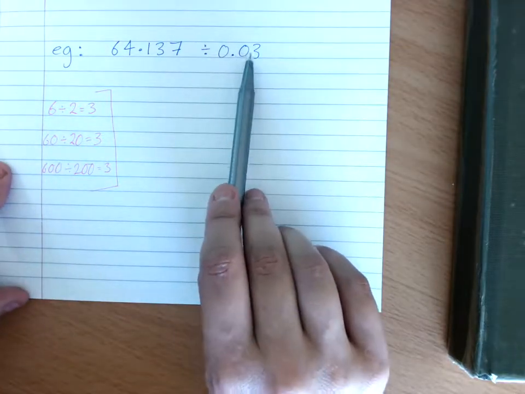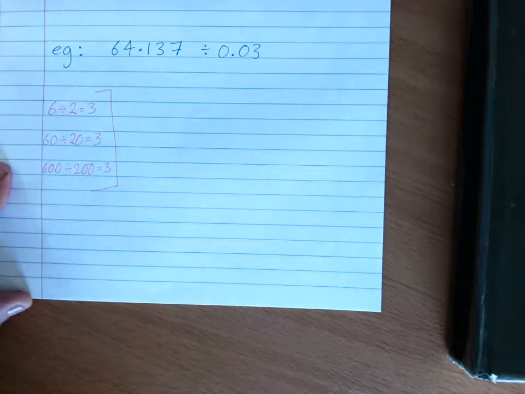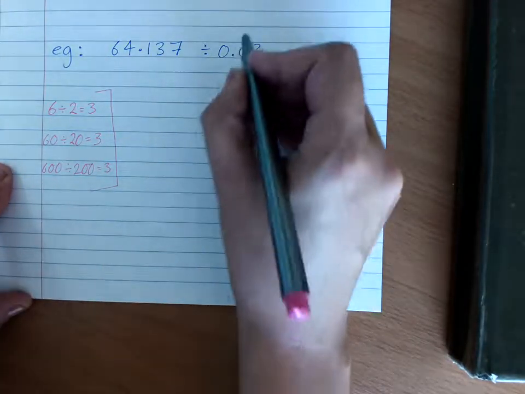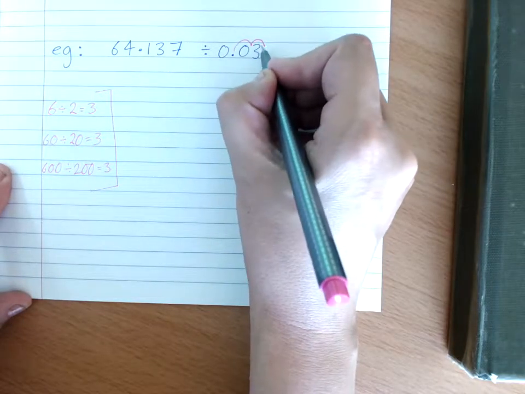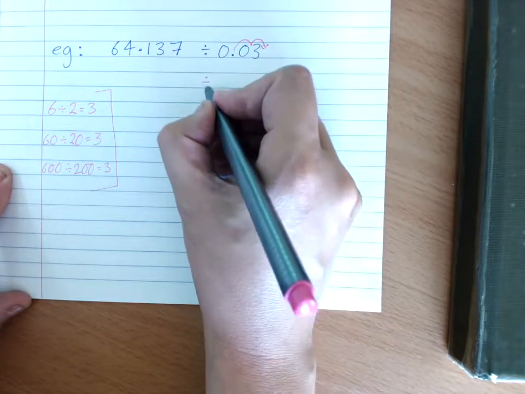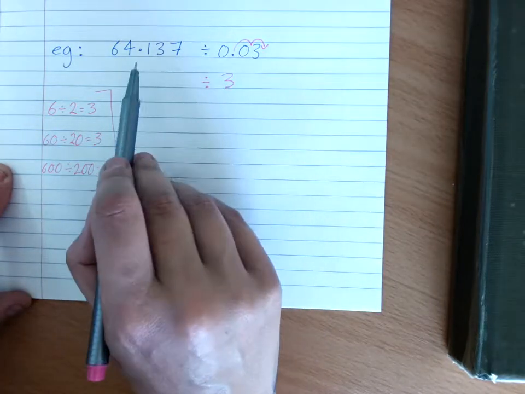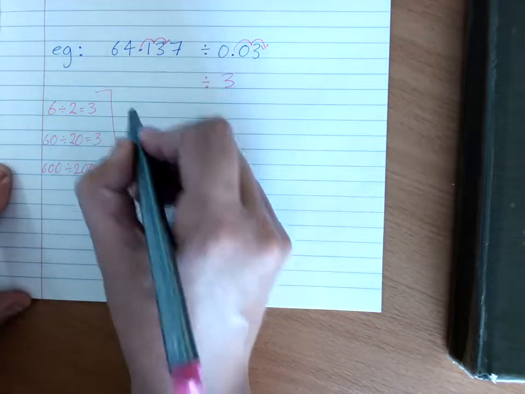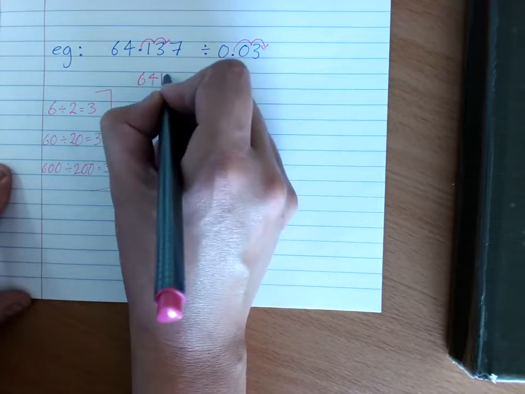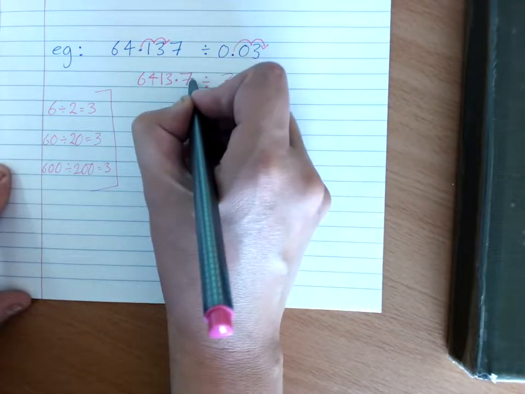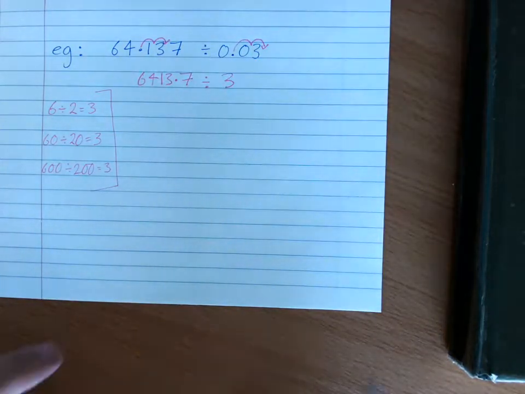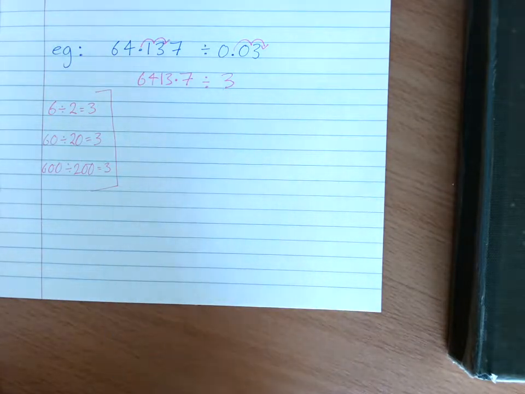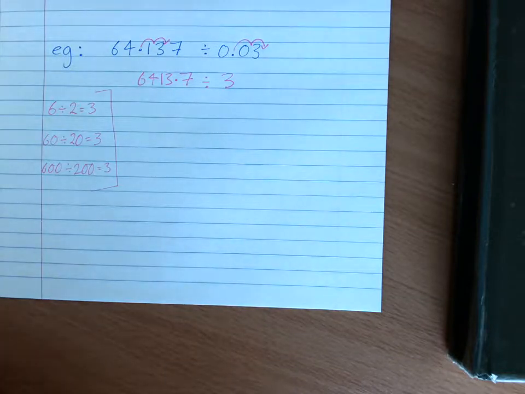What would I have to times this by to get it to be a whole number? 100. What's my trick for timesing by 100? Go to the right. 2 spots to the right. So this is going to be divided by 3. And what do I have to do on this side? Use this one. Move this 2 spots as well. My new question, 6,413.7 divided by 3. And because I multiplied both parts by 100 to get this to be a whole number, it's going to give me the same answer. But it's much easier now.